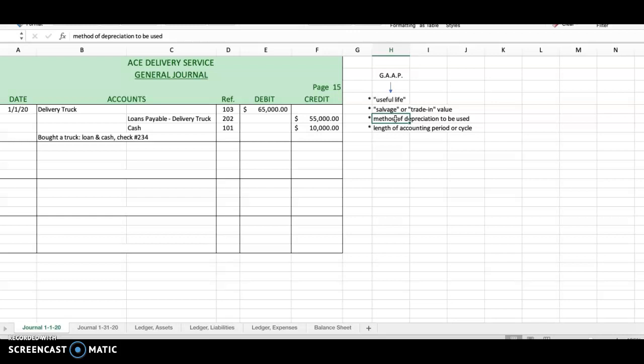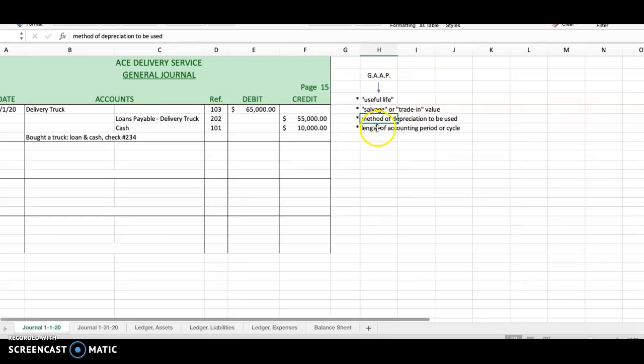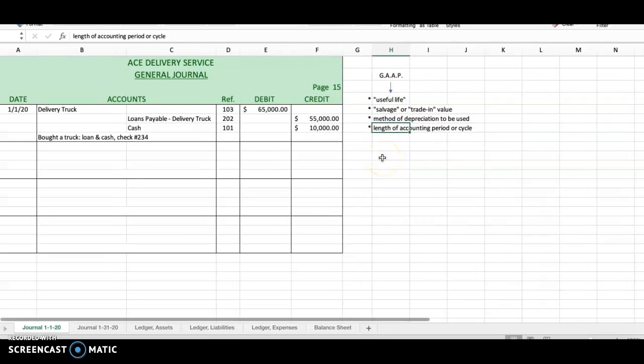Probably the simplest method of depreciation is called straight line depreciation. In this method, we will be assuming that the value of the asset, in this case the truck, will decline by the exact same amount every single year. That's point 3. And point 4, we need to know the length of our business's accounting period. And we'll assume for the ACE delivery service, the accounting period is 1 month. So we need those 4 items, and then we can begin to work on how we will handle the depreciation. So let's jump ahead now.